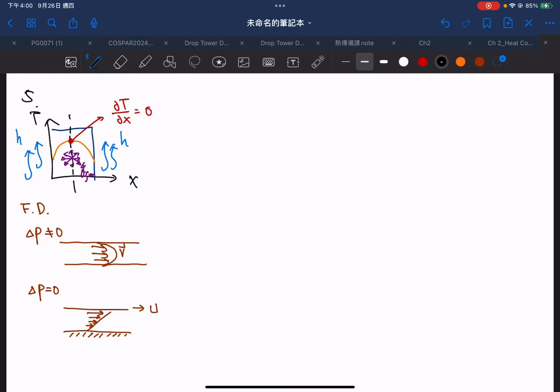Okay, this is the one with heat generation inside. And since they have convection at both sides, the temperature profile will look like this. This will be low, and this will also be low because the convection gets rid of the heat, and then the maximum temperature will be at the middle. And this is symmetrical.